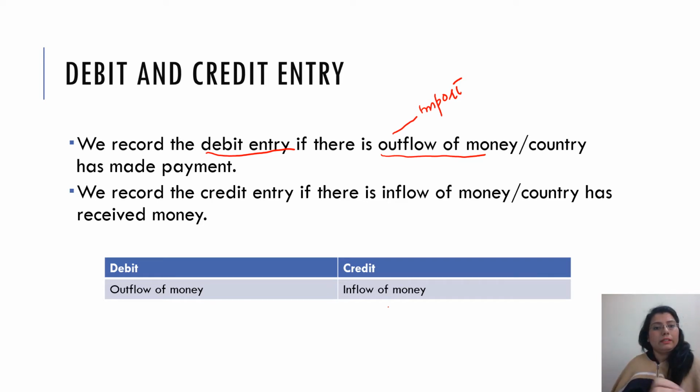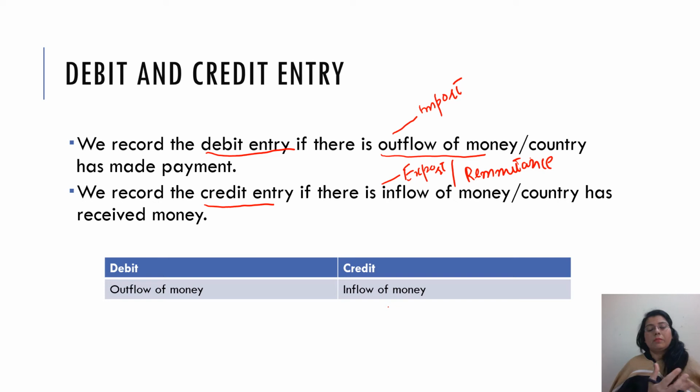On the other hand, we record the credit entry if there is inflow of money. If money is coming into our country, or the country has received any kind of money, that will be recorded as a credit entry. For example, export, or in case of remittance. In case of remittance, money is coming into our country, that will be recorded as a credit entry.